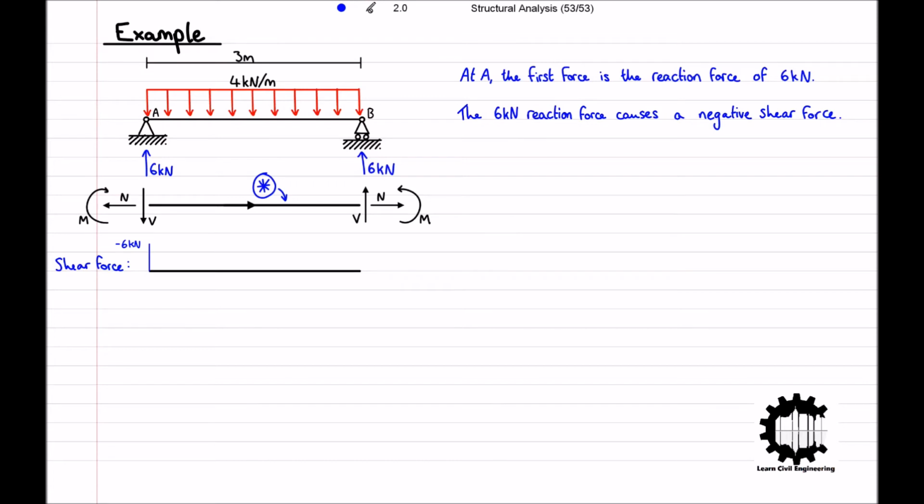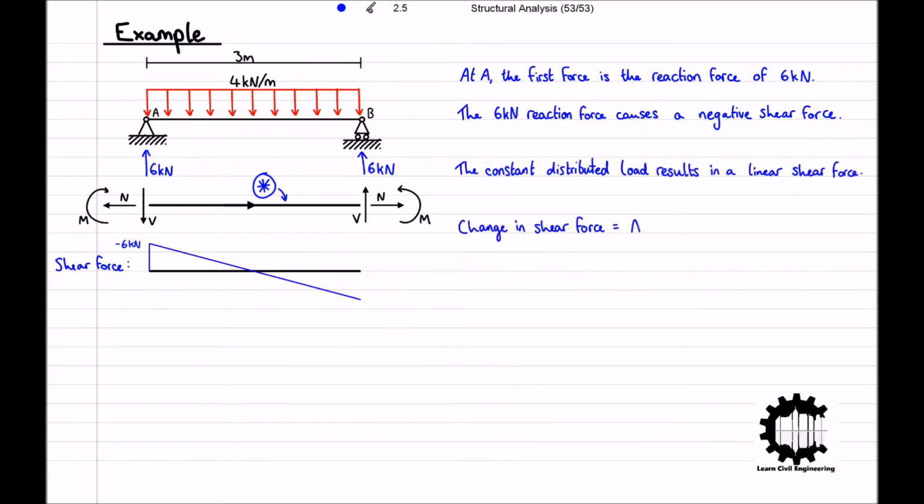Now, moving along the bar from left to right, we only have a uniformly distributed load, or in other words, a constant distributed load. From our table previously, we know that if the distributed load is constant, the shear force will be linear, and the change in shear force is equal to the area of the distributed load. Additionally, as the distributed load is being applied in the downwards direction, which is positive for the left-hand side, the shear force will increase.